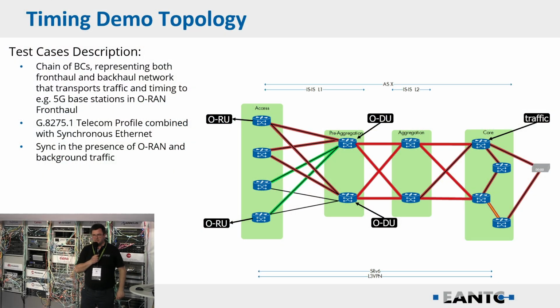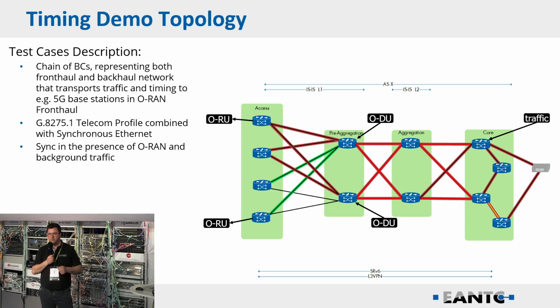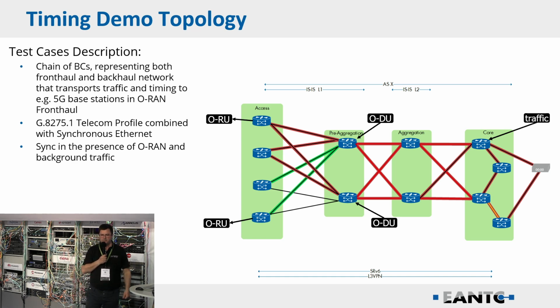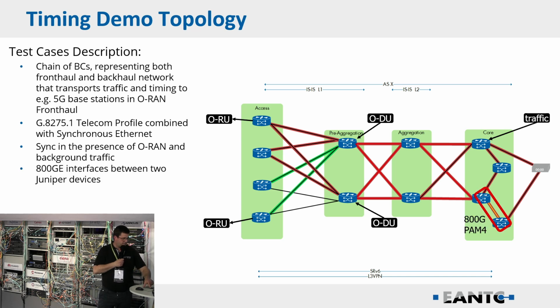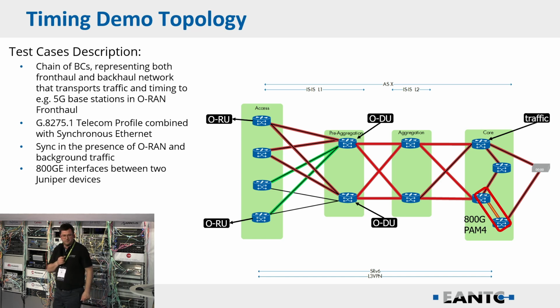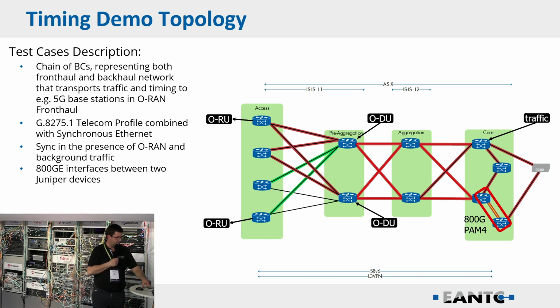So what we are simulating is a chain of boundary clocks that will show all the way with backhaul, with fronthaul, and here. So what we are running here is a full timing network with SyncE and PTP for G.8275.1. The other thing we also introduced this year was to add in 800 gig for PTP, which you see on the right side.